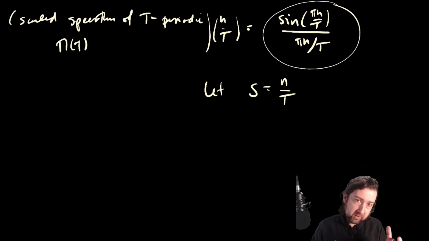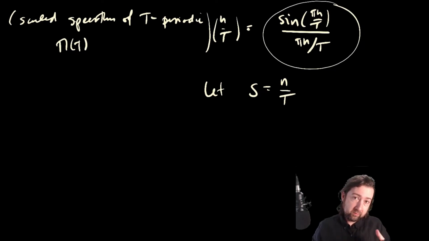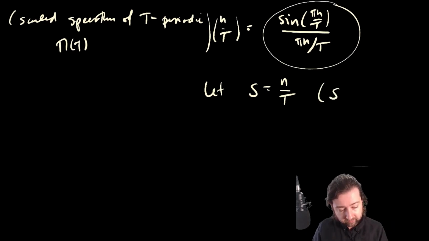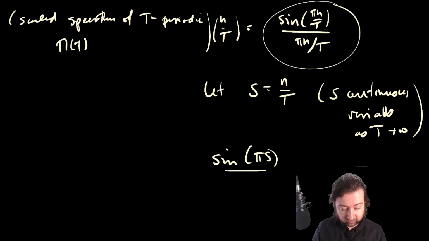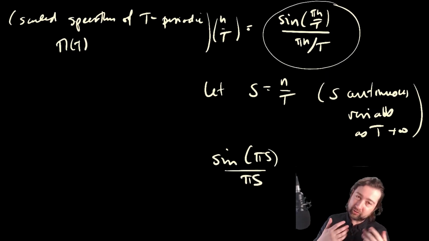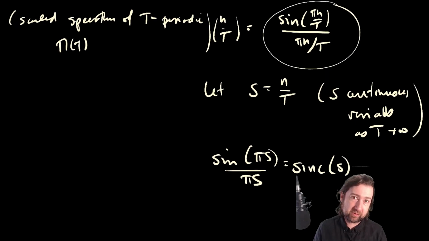And so in the limit, as t goes to infinity, if I let s equal n over t, this is almost like s being a continuous variable. This is the same as when we move from delta x to dx. So I think of s as sort of the continuous version as t goes to infinity. Then this function right here looks like the sine of pi s over pi s. And that function is so ubiquitous it has a special name, which is sinc. It comes up all the time.